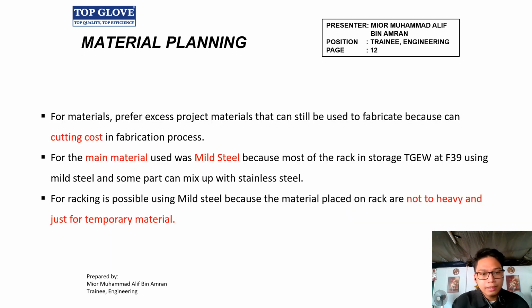So for the material planning, the materials preferred are this project's materials, which can still be used to fabricate because it can cut cost in the fabrication process. And then the main material used was mild steel, because most of the racks in storage TGEW at F39 use mild steel, and some parts can be mixed with stainless steel. And then for racking it is possible to use mild steel because the material placed on the racking is not too heavy and just for temporary material.